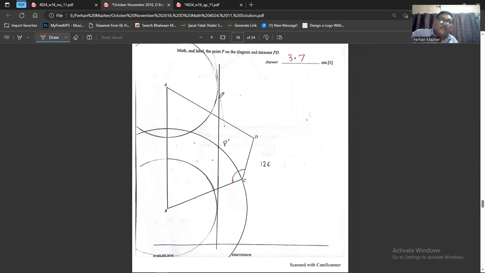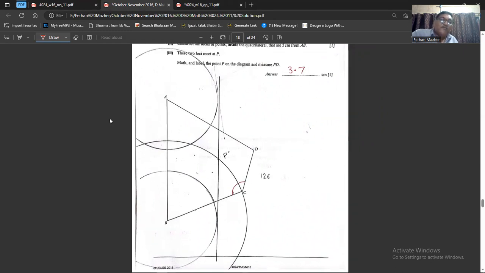So you can see here, we have drawn a circle of 5 centimeter around A. We have drawn a circle of 5 centimeter around B. And then we have drawn this line which is tangent to both these circles.